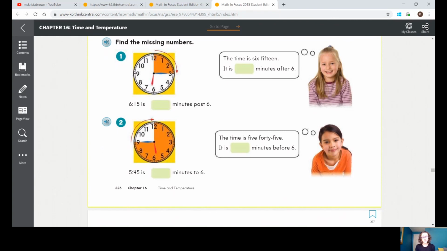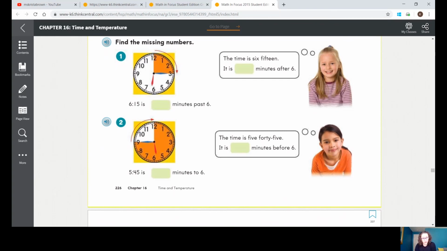6:15 is blank minutes past 6. The time is 6:15. It is blank minutes after 6. Hopefully you saw that that is 15 minutes. They highlighted it in orange, and they gave you that arrow to show that it went from 12 to 3. When you count by fives, that's 15 minutes. We'll do a couple more together, and then I'll let you work on your own and show you the answers.